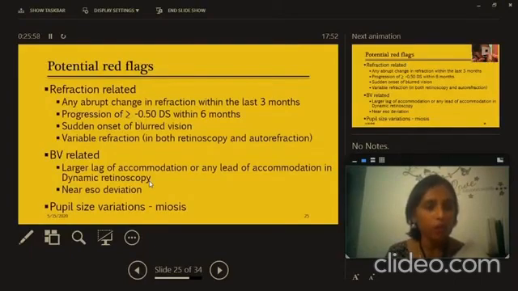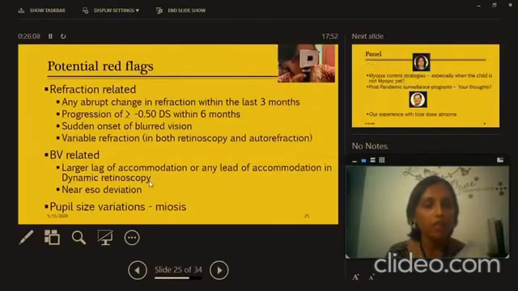So it's very important to be aware of these red flags and make a decision about cyclorefraction, because if you're going to prescribe these glasses, it's going to do more harm than good. And as ma'am said, orthoptic exercises and other visual hygiene measures can play an important role in these kids.